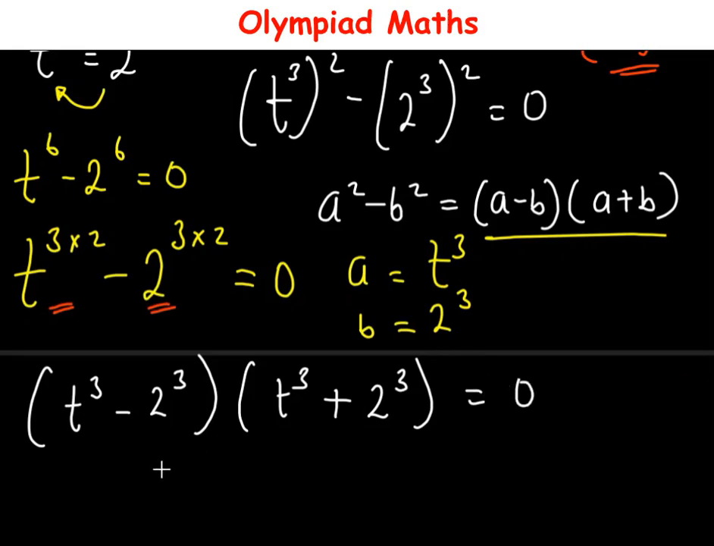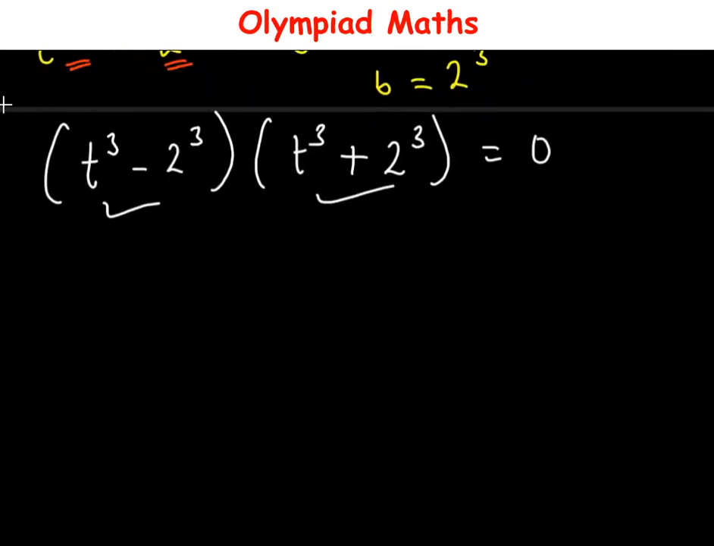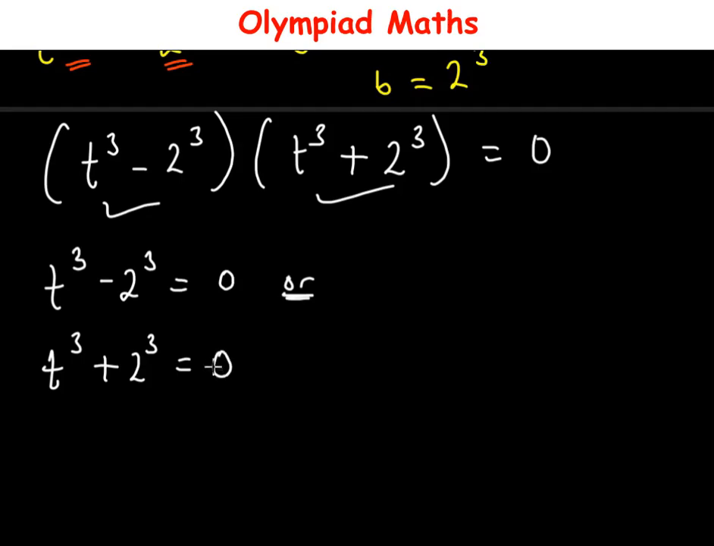And from here, we can equate this to 0 or equate this to 0, such that t raised to power 3 minus 2 raised to power 3 is equal to 0, or t raised to power 3 plus 2 raised to power 3 is equal to 0. So from here, let us solve these equations one by one.